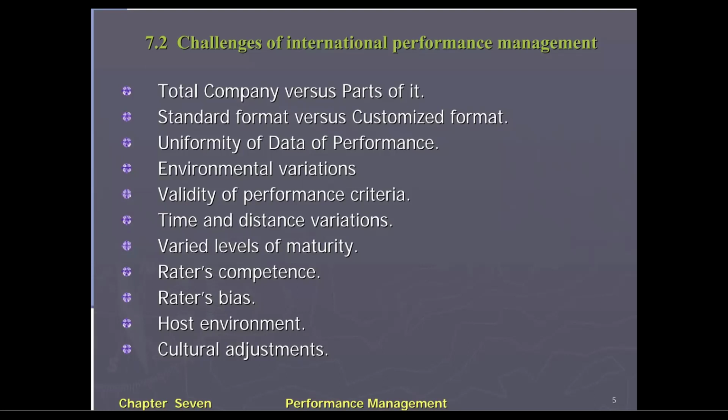Measurable. How can we measure our employees' performance? That will be based on data, or quantitative. Without data, it is very difficult to measure the employees' performance. However, some performance is very difficult to measure by using the data.